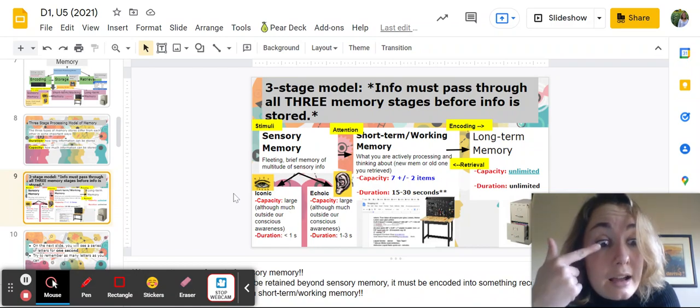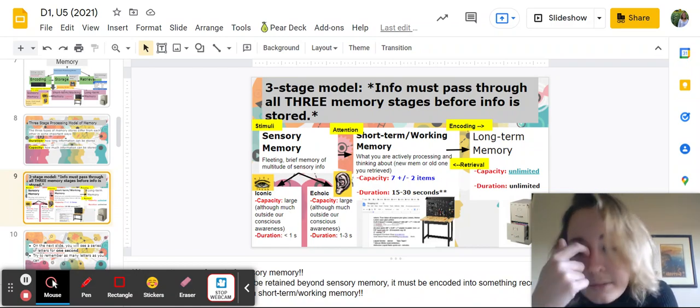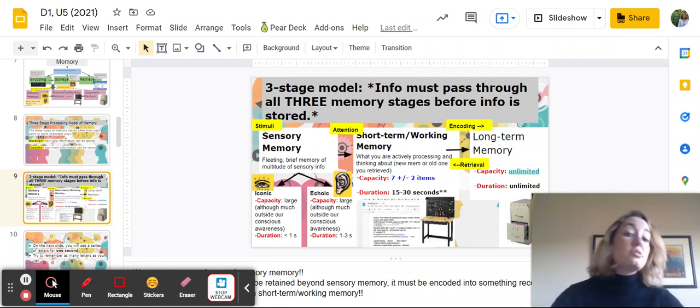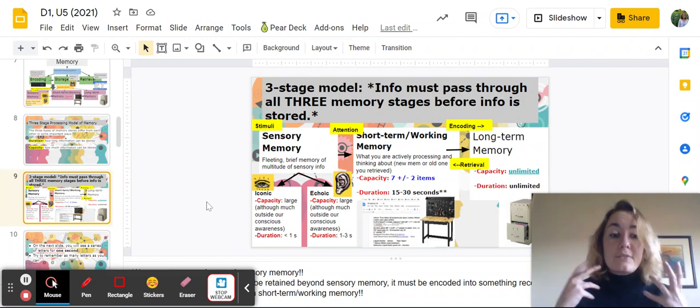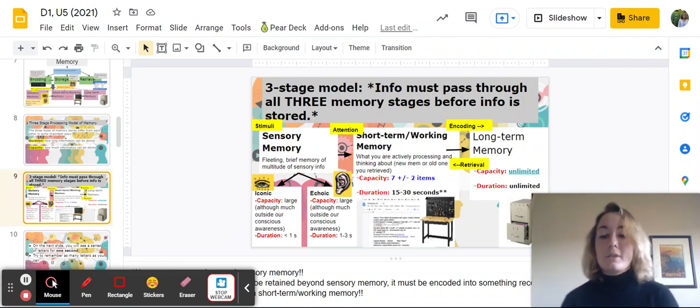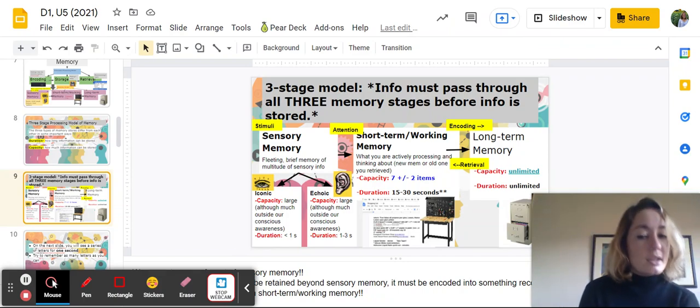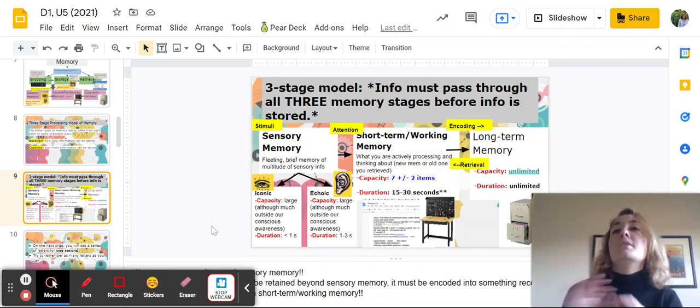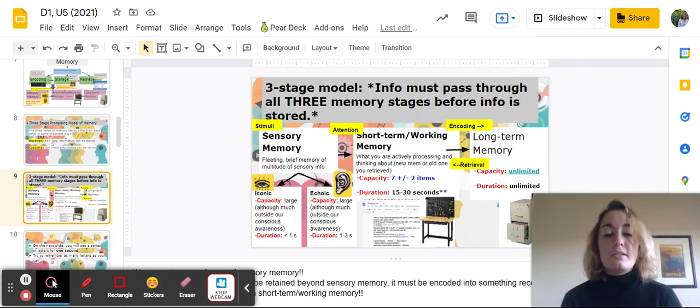Iconic, like I said, you can think visual memories. The capacity contains most of what's going on in that present moment in front of us. It contains a lot of things because it's everything going on at once, but the duration is so short, less than a second. And then echoic, same thing, contains all the sounds going on in our present moment, but the duration, again, is minuscule, super short, about 1 to 3 seconds.